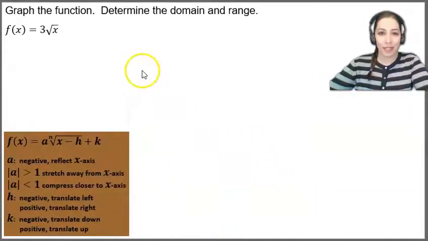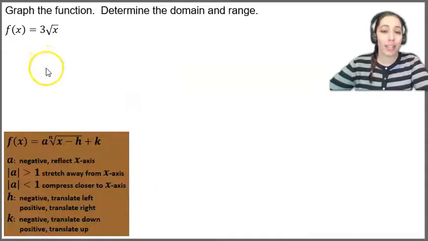Now that we have Chloe's tips and tricks, we can go ahead and graph this function and determine its domain and range. When I'm looking at this problem, I always like to look at the parent function first. The parent function is just getting rid of the a, the h, and the k. What would you have left? Well, in our problem, we don't have an h and we don't have a k, but I do have that a. So if I get rid of the a, this will be my parent function.